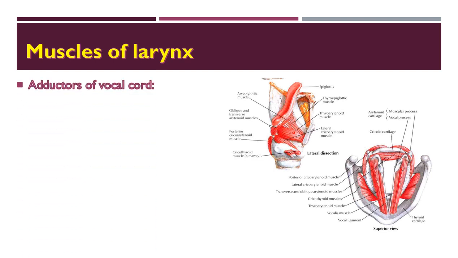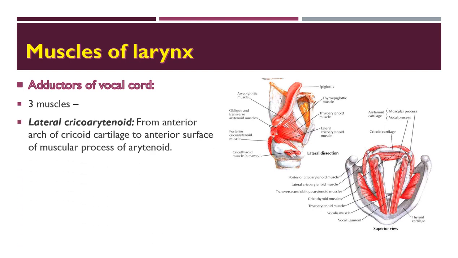So next, coming to the adductors of the vocal cord. So the adductors of the vocal cord, mainly you are able to see that is the lateral cricoarytenoid muscle. Okay, and there are also two other muscles which bring about the adduction, the transverse arytenoid and the oblique arytenoids. First, let us discuss the lateral cricoarytenoid muscle.